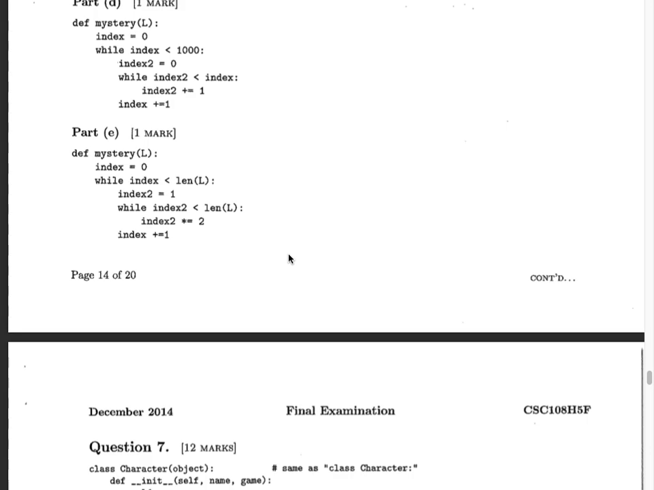Well, I see that the outer loop is walking to the length of n, so we're going to have an n. We've already found an n. What about the inner loop?